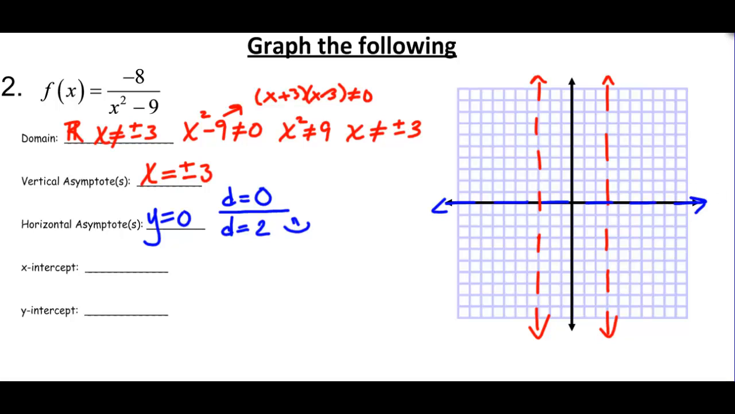To find my x-intercepts, remember, you could put in 0 for y, but it's the same thing as setting the numerator equal to 0. But negative 8 doesn't equal 0. This doesn't make sense. Okay? So what does that tell us? The algebra doesn't make sense because what you're trying to do is impossible.